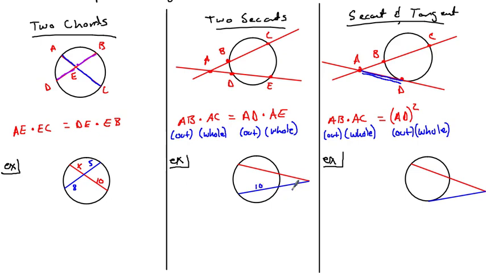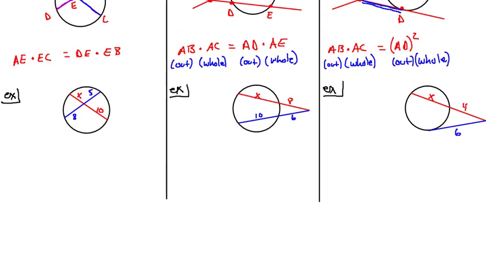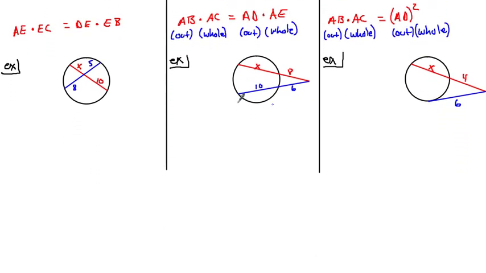And then we'll label our other ones. This will be 10, 6, 8, and X. And then our last one will have X, 4, and 6. So now to do these problems, if you don't have the pictures, go ahead and pause it until you get the pictures right. But to do these problems, we're going to look at our formulas.